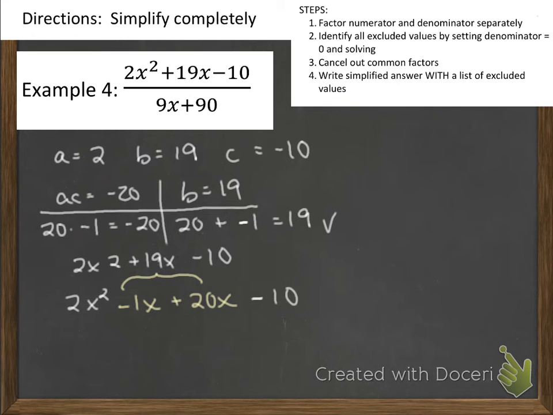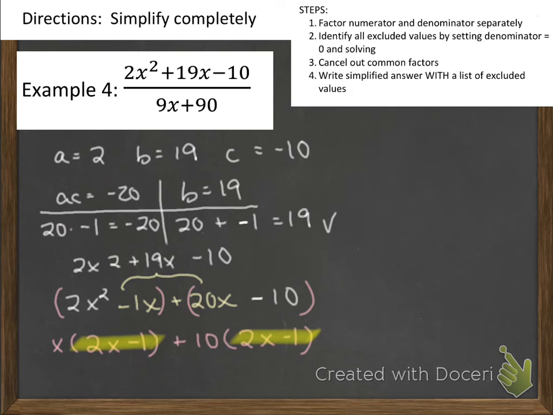So from here we can do our grouping like we do. Then we can factor out an x here. So we have x times the quantity 2x minus 1, and then we have a 10 that we can factor over here, and we get 2x minus 1. So remember, the magic happens if and only if these two terms are the same, which they are. So we can factor out 2x minus 1, and then what's left over is the x plus 10. So all of that work was just to factor out the numerator.